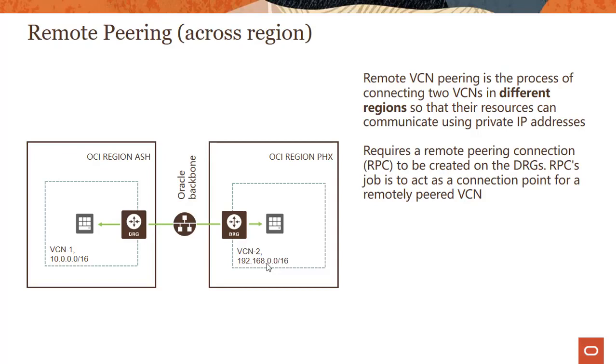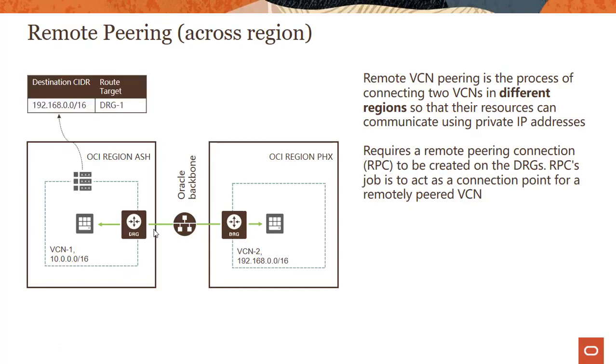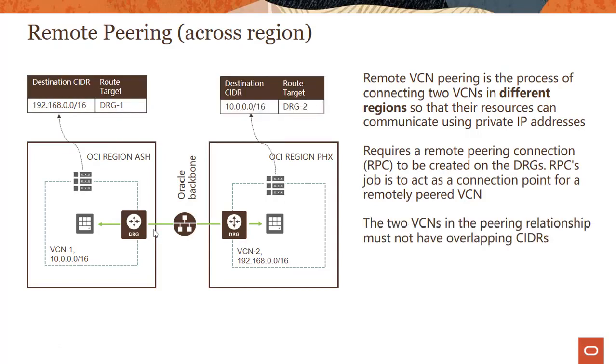And what we do in the dynamic routing gateway is we create this capability called remote peering connection. So we create this remote peering connection, and that acts as a connection point for a remotely paired VCN. And same as before, you need to provide the path for the IP packets in the route table. So for this DRG, the path is to go to this particular VCN and vice versa.